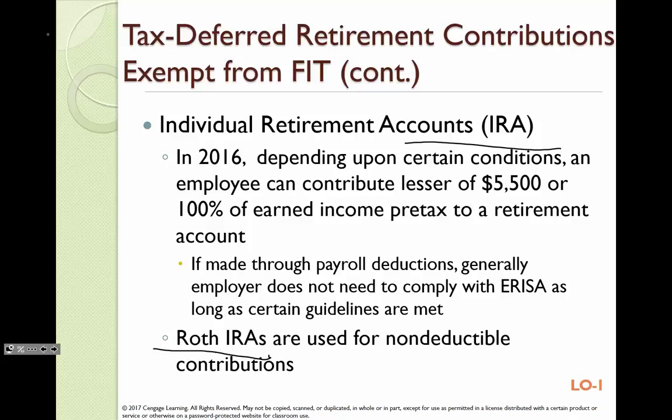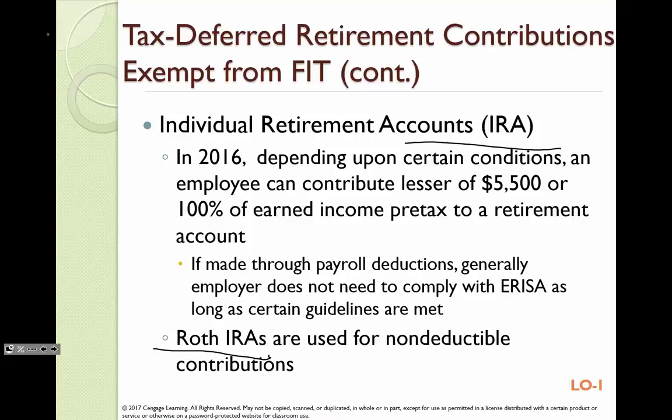This is the one where you get the deduction now, and then you pay tax on it when you take it out. And again, for most people, your tax bracket's going to go down in retirement, right? So this would be a reasonable choice. $5,500 a year, or an extra $1,000 if you're 50 or over. So you can put up to $6,500 a year in if you're over 50. And again, there's a lot more complexities to it. If you're super high income, it starts to phase out, blah, blah, blah.